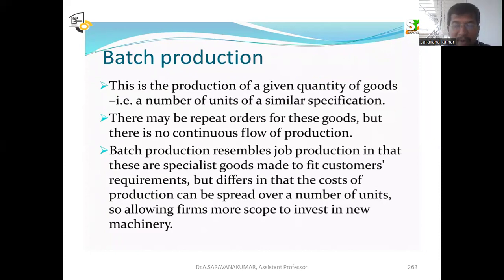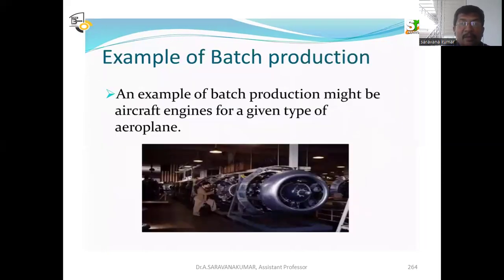Next, batch production. Batch means everyone knows about that. It will be split into different batches. This is the production of a given quantity of goods, that is, a number of units of a similar specification. There may be repeat orders for these goods, but there is no continuous flow of production. Batch production resembles job production in that these are specialist goods made to fit customers' requirements, but differs in that the cost of production can be spread over a number of units, allowing firms more scope to invest in new machinery. What is an example of batch production? We can see the aircraft engine. It's a huge, long process. An aircraft engine for a given type of aeroplane.